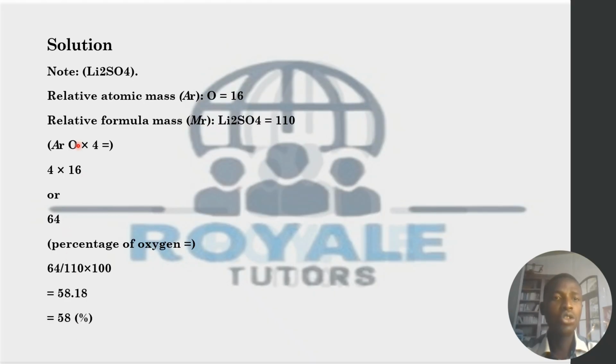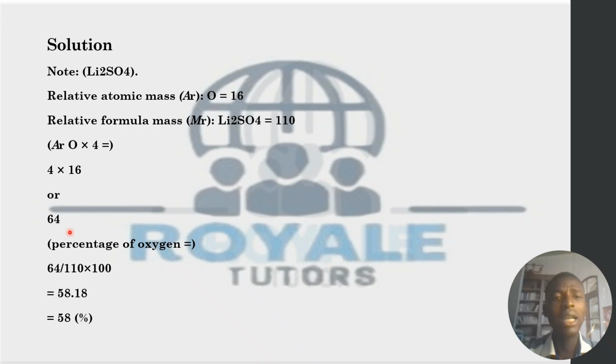So what we need to do, take notes, okay? Our relative atomic mass is 16. Then the relative formula mass for the lithium sulfate is 110. So how many oxygen do we have here? Did you say 4? Yeah, that's correct. So we have 4 oxygen, and oxygen is 16, so that will give us 4 times 16, which will automatically give us 64.